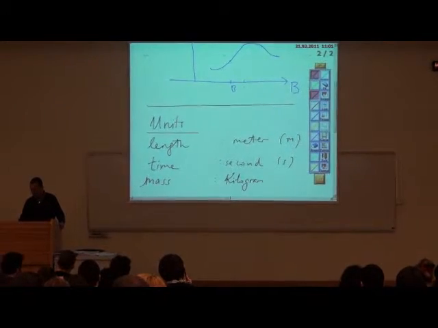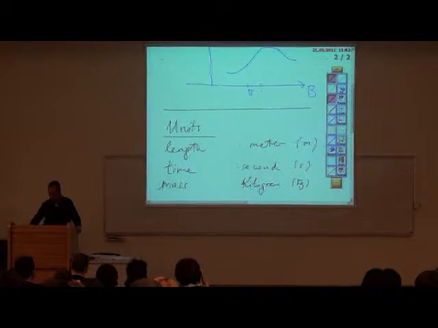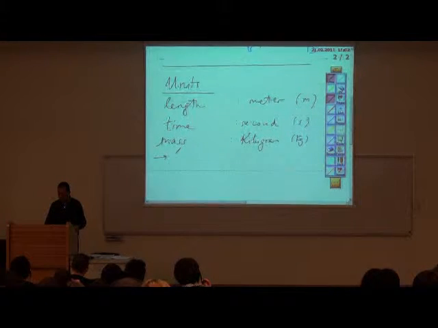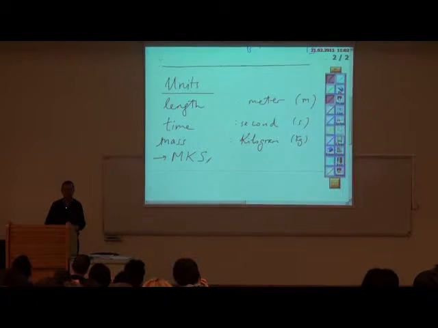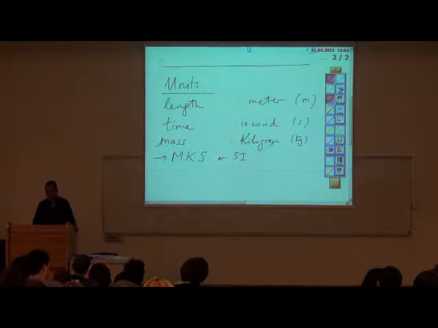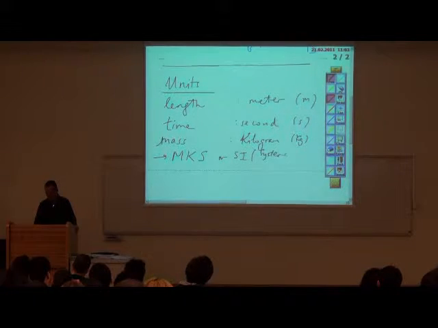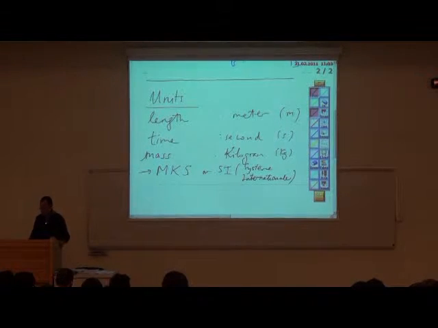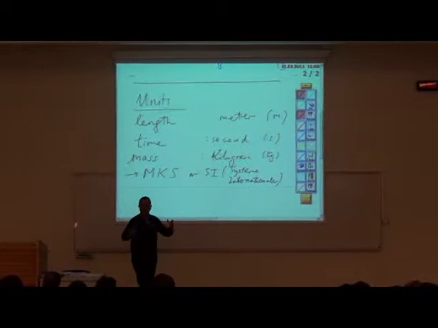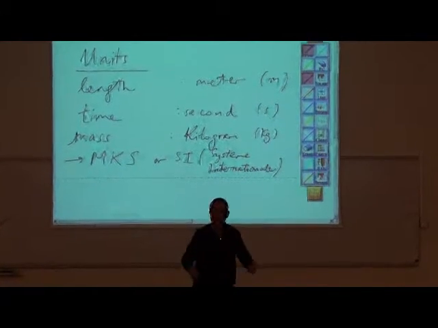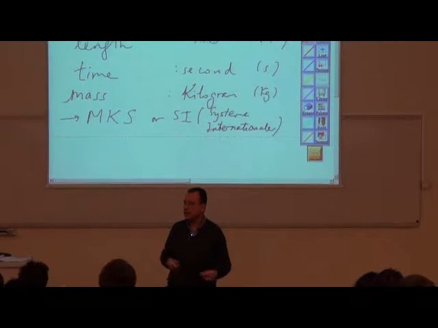Short abbreviations are meters, seconds, kilogram. So this system of units is called the MKS, meter, kilogram, second system of units. Or the official name is SI, which is short for System International, because some international convention defined these units to be used all over the world, and the convention was for some reason in French. Okay, so SI is the same as MKS.